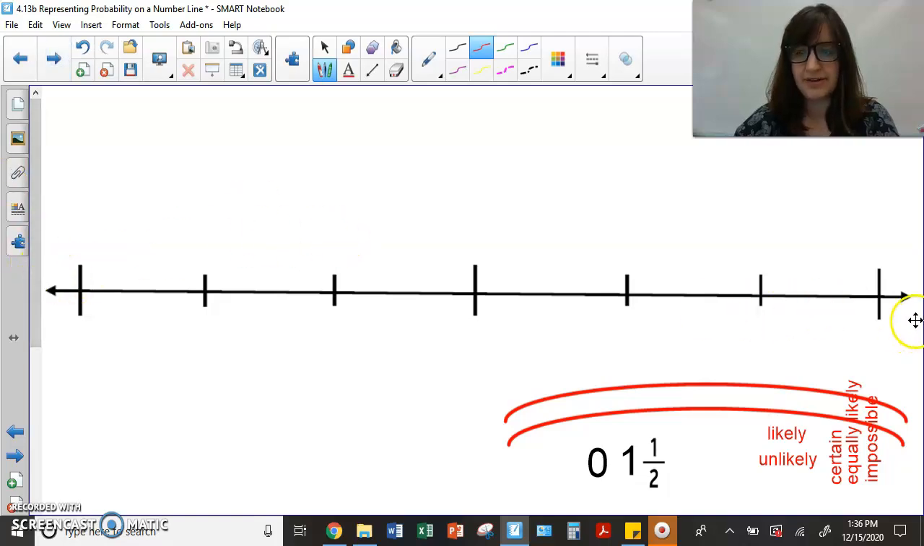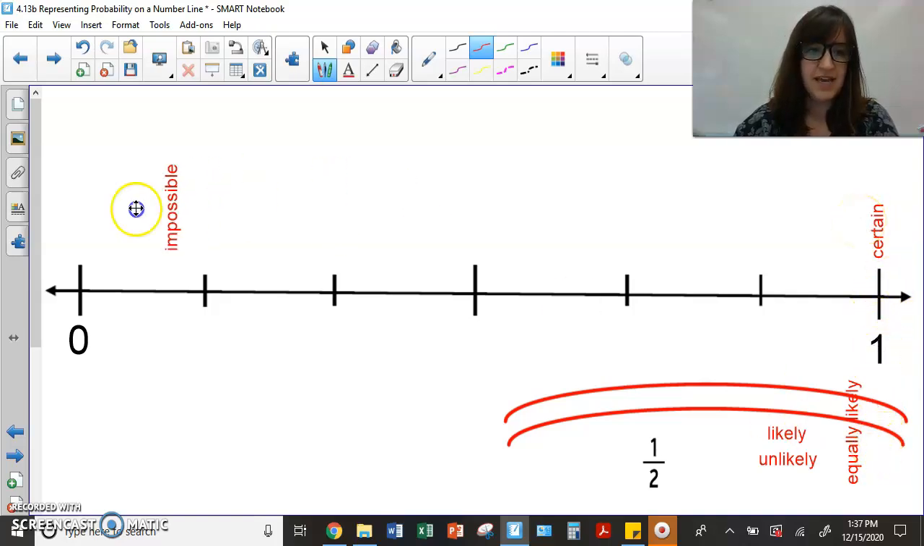So this is a number line right here, and I know number lines can seem really scary sometimes, but they're not. Okay, so ignore this stuff down here for right now because I'm going to move this around to create our number line. So this line right here is going to represent 0. Okay, this line right here is going to represent 1. Well, we said if something is definitely going to happen, it's certain, and it's represented by the number 1. If something is impossible, it's represented by the number 0, okay?